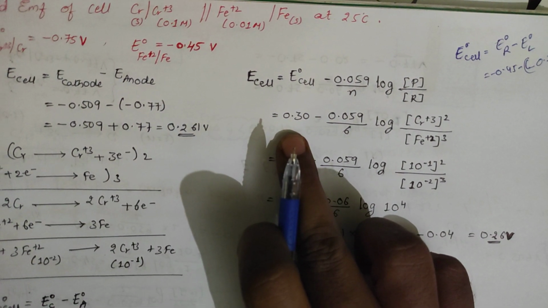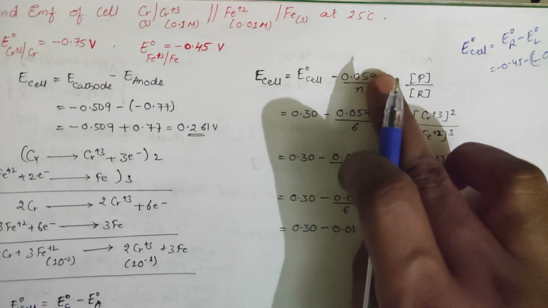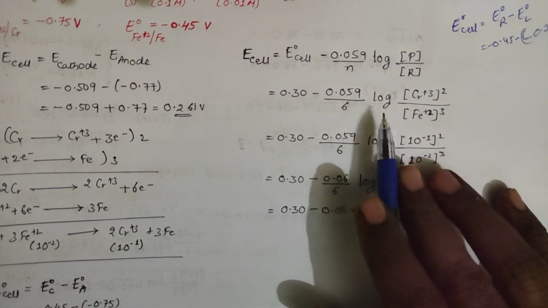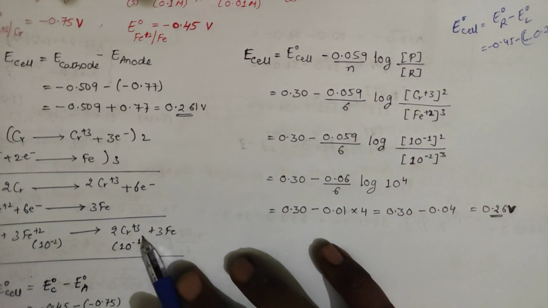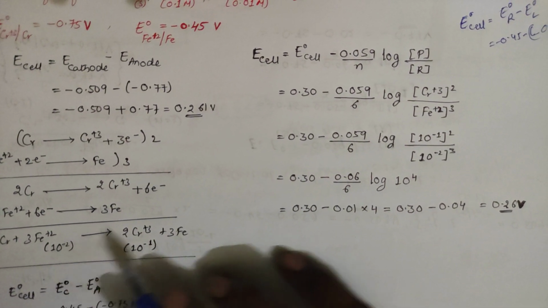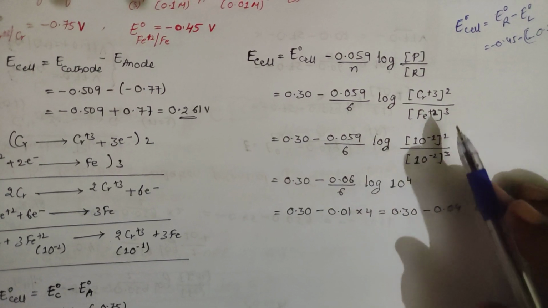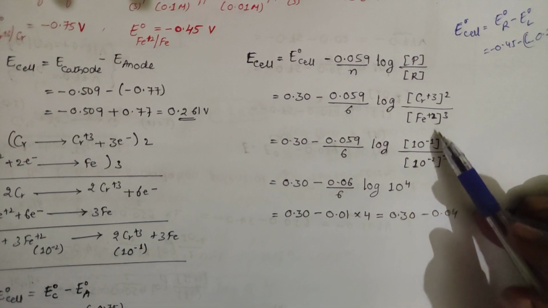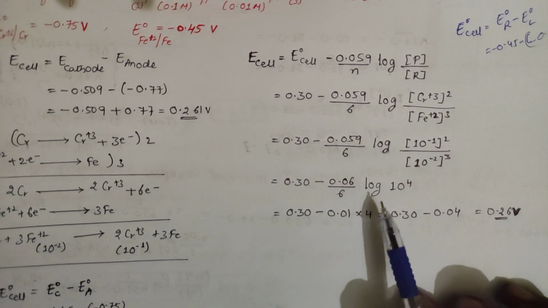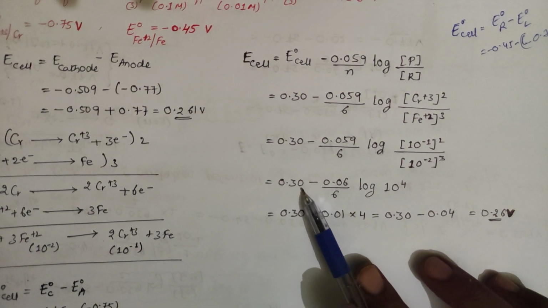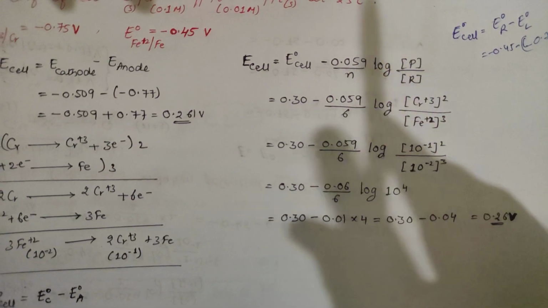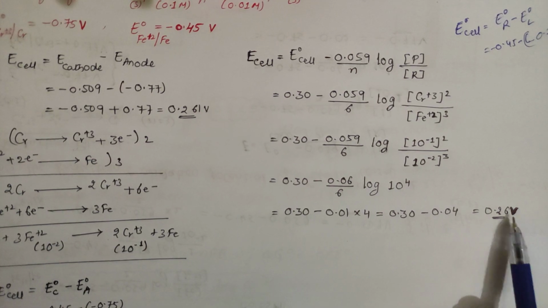So you will be writing E of the cell equals E naught of the cell, 0.30, minus 0.059 by n. How many electrons are involved here? 6 electrons. So this is 6 log concentration Cr plus 3, the product concentration, whole square by Fe plus 2 whole power cube. Chromium plus 3 concentration is 10 power minus 1 whole square, and Fe plus 2 is 10 power minus 2 whole cube. If you calculate the value, you will be getting 0.30 minus 0.06 by 6 log 10 power 4. So the value will be 0.26 volts.